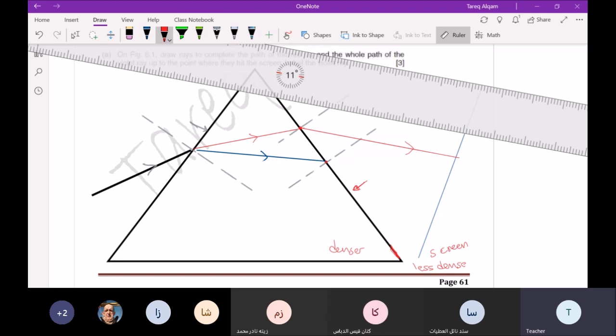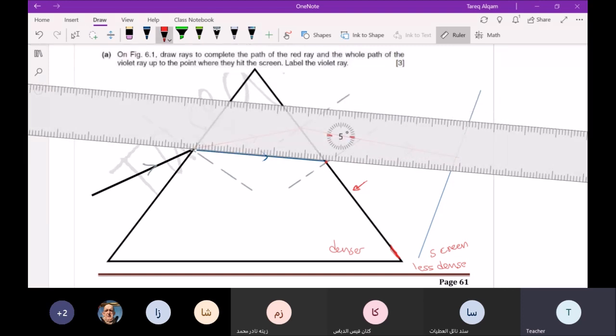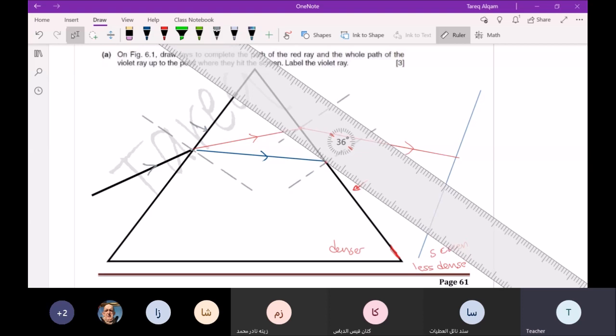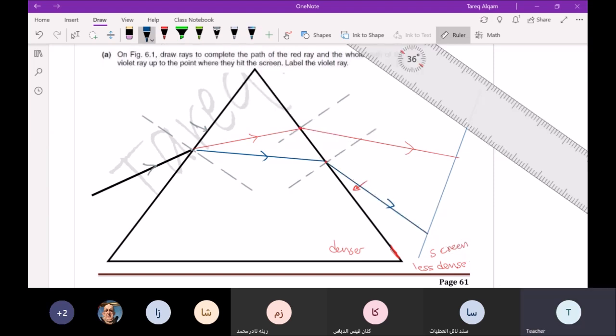This is when the ray bends away from the normal. Again, for violet, it also bends away, but it bends more. Guys, please notice now the rotation, the movement of the ruler. Look, it bends what? More away from the normal. This is violet. And this is what? Red. Okay.